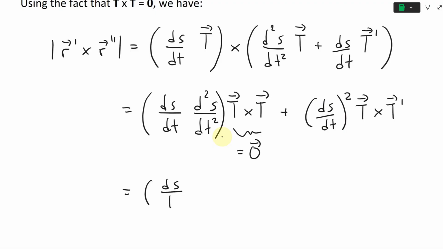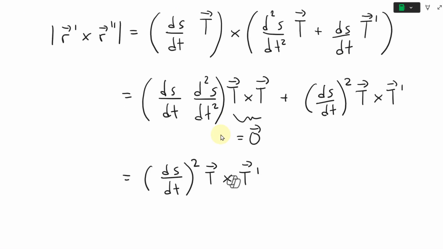(ds/dt)² is a scalar, so we just take it out of the cross product vector function. Then we have the unit tangent vector, capital T, cross product with the derivative of the unit tangent vector, capital T, like that. So that's what we get.